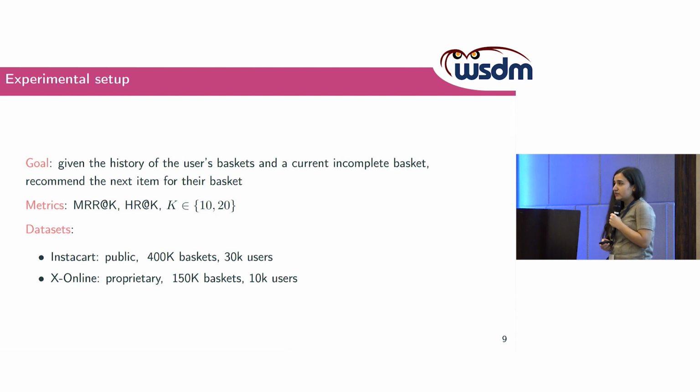We also use two data sets. One is publicly available. It's called Instacart. We used a sample of 30K users with around 400K baskets. And the other one, X Online, is a private data set with a lower number of users and baskets.